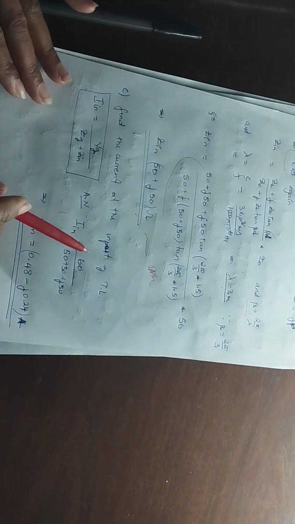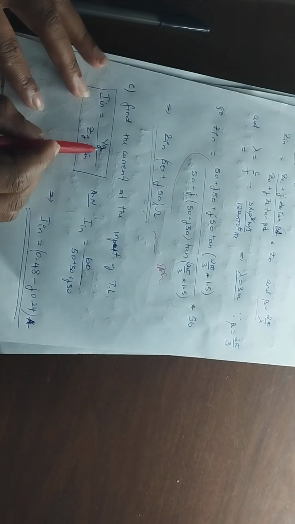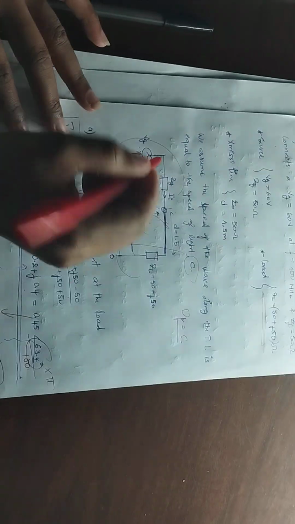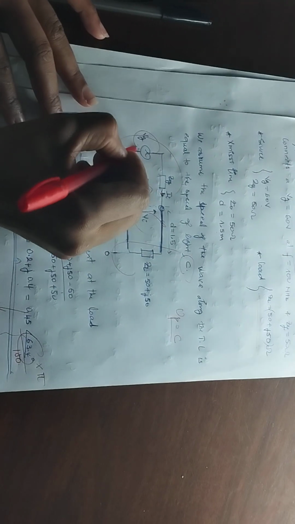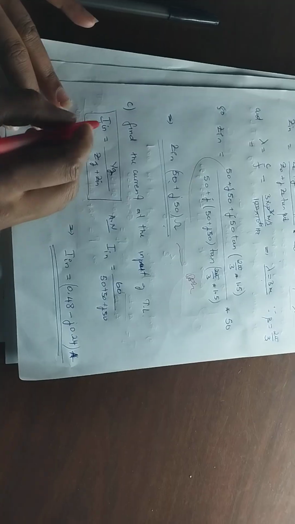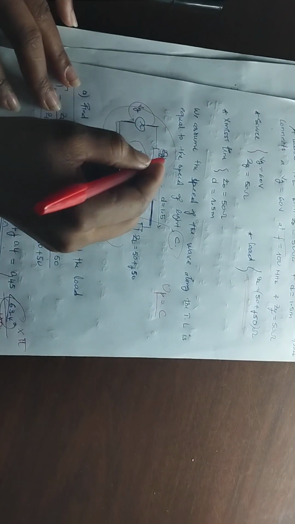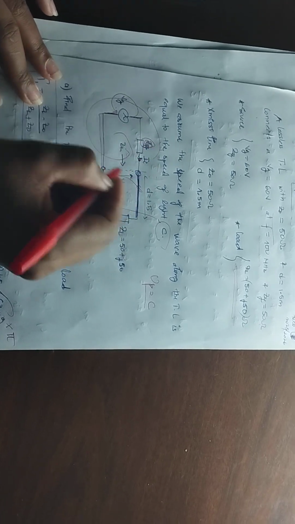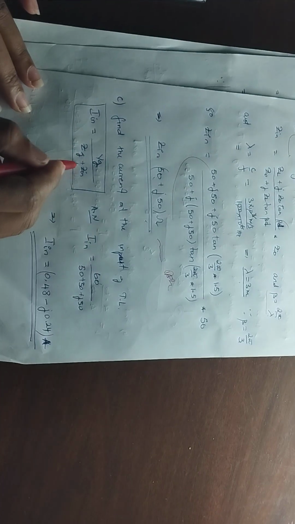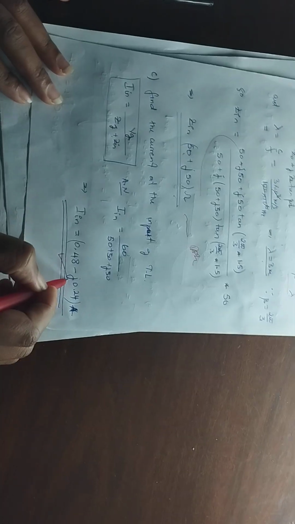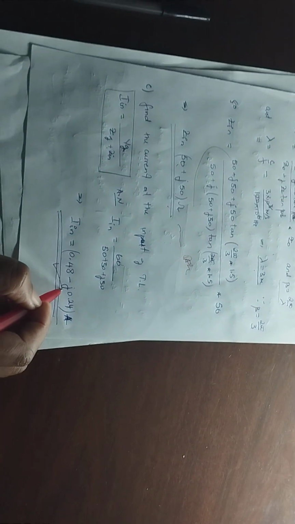Now to find the current at the input, of course, it's VG. As you can see here, we have the current I, we have the source, we have Zg, we have Z in. Therefore, the current at the input is the voltage over the resistors, which is Zg plus Z in at the input. This is what we have here. So this is the current here, as you can find. After finding the current at the input, we are asked to find the power delivered to the load.